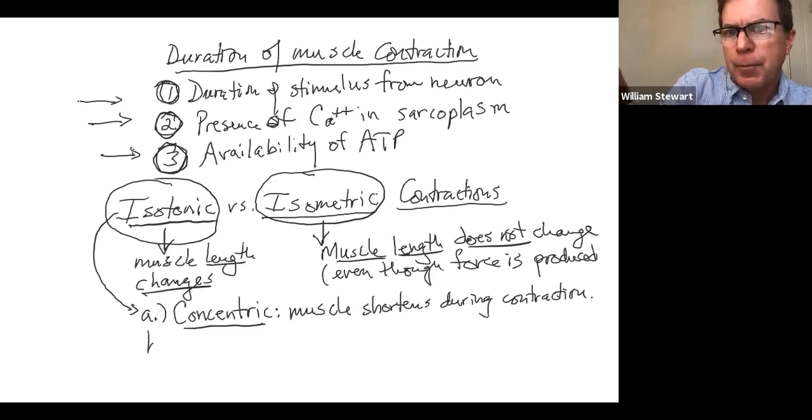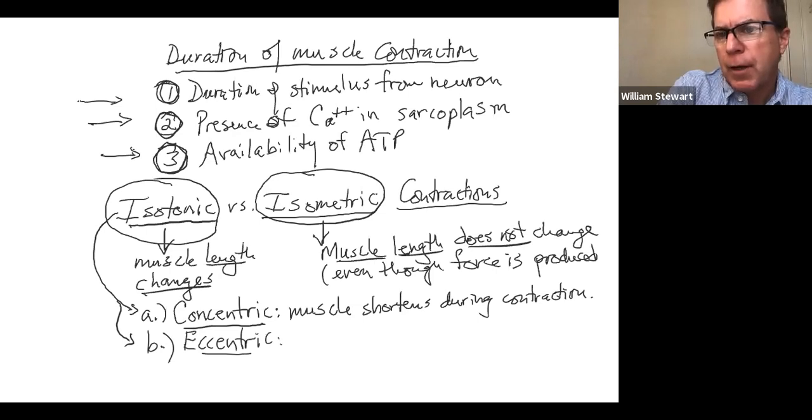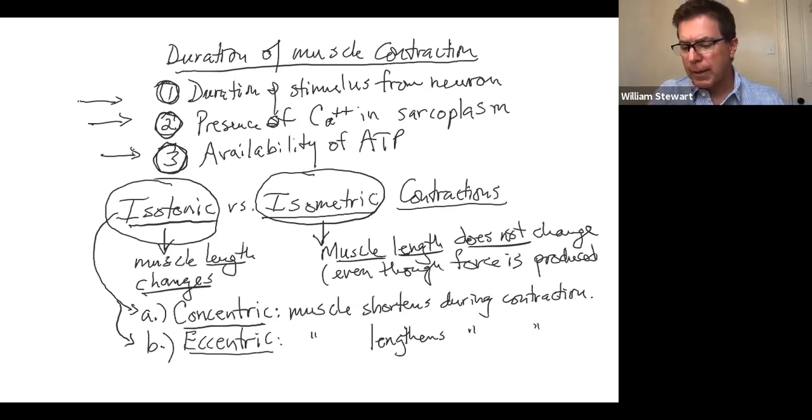The other type of isotonic contraction is called eccentric. And all this means is that the muscle fibers or the muscle lengthens during contraction and some sort of work is produced. So the muscle still generates force, but the muscle is actually lengthening, not shortening.